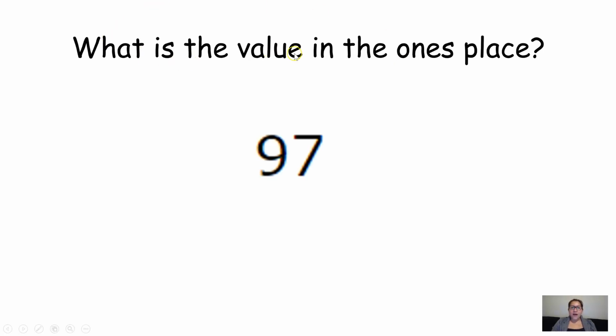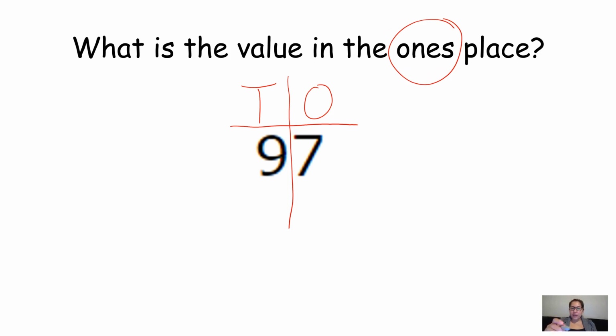Okay, what is the value in the ones place? Okay, remember for this, we're going to do this here. We're going to cut it in half. Then we have our T for the tens and we have an O for our ones. We are looking for the value in the ones place. So we just have 7.